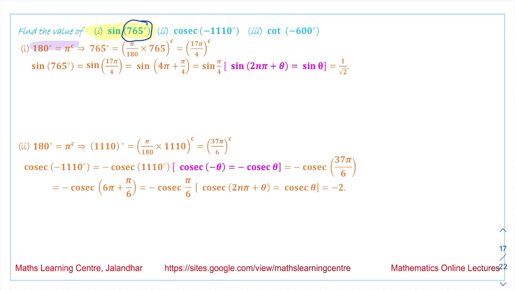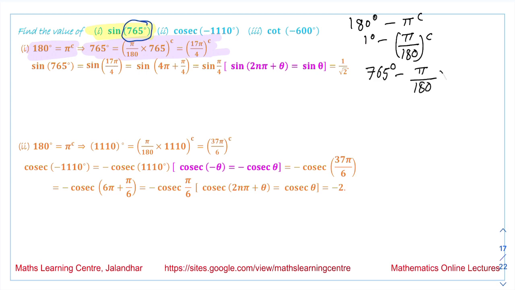So first of all, we have converted these degrees to radians, and we know that 180 degrees is equal to pi radians. So 1 degree will be equal to pi by 180 radians, and 765 degrees will be equal to pi by 180 into 765, and when we solve these values, we get 17 pi by 4 radians. So our question becomes sine of 17 pi by 4.